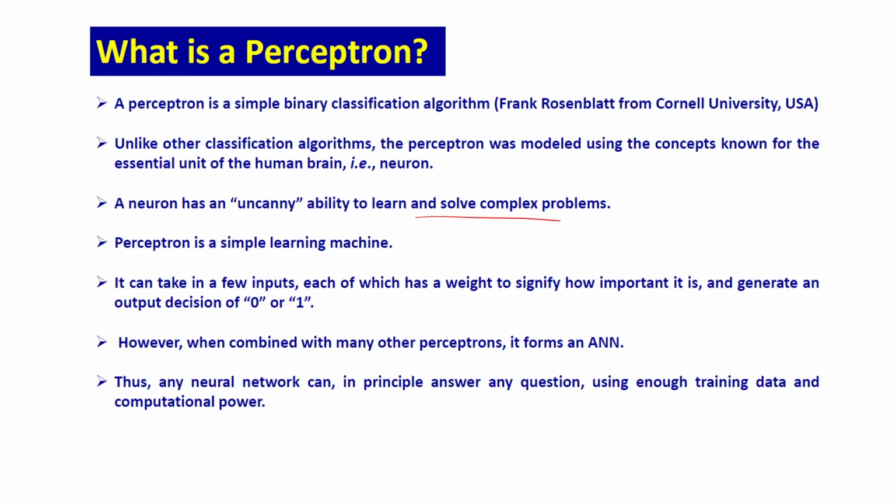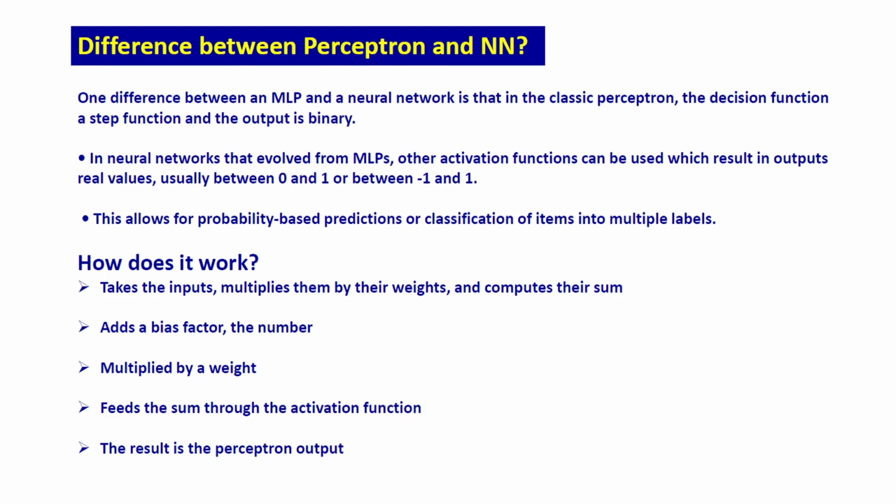But a neural network itself can be converted to an artificial neural network also, simply by using different layers. One difference between MLP and neural network is that the classic perceptron model decision function is always a step function. Remember, the output is binary, but in the case of a neural network the decision function can be continuous, it need not be binary. That is the difference. This is the main difference between the MLP and the neural network.